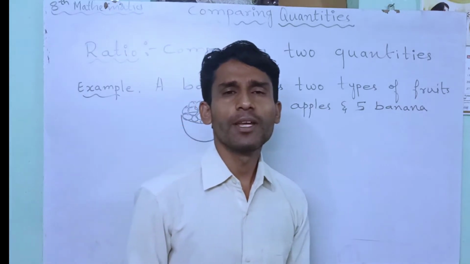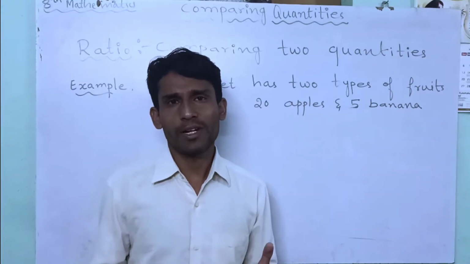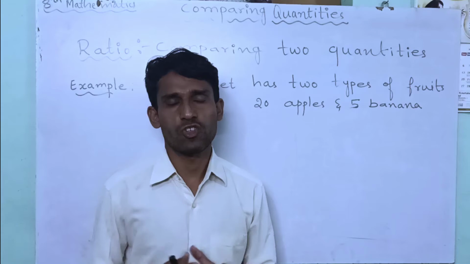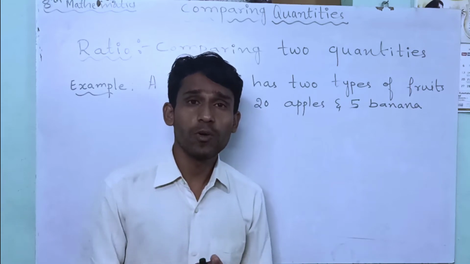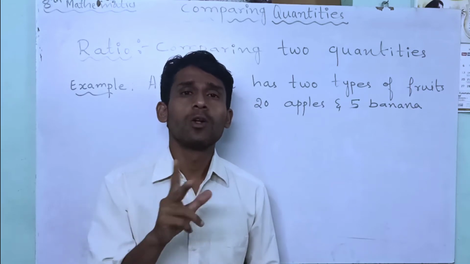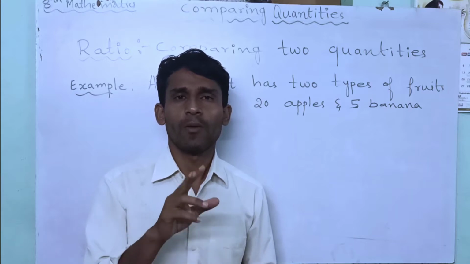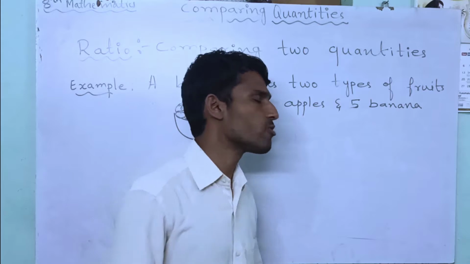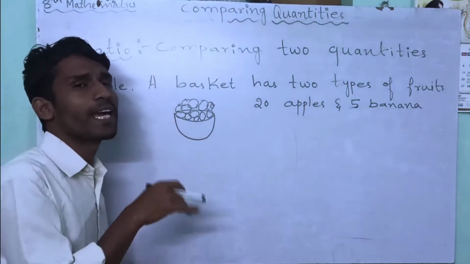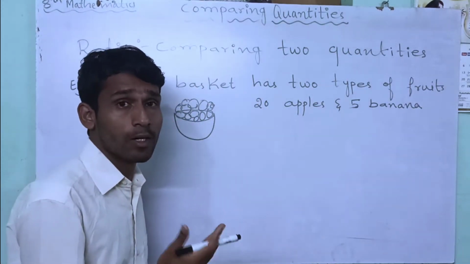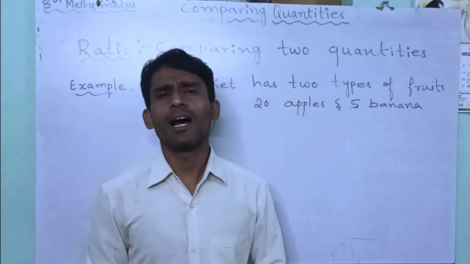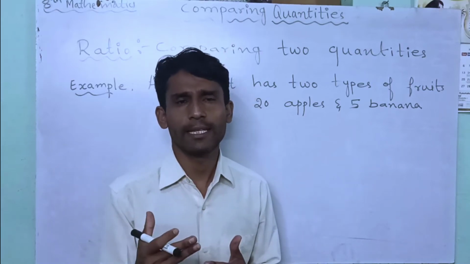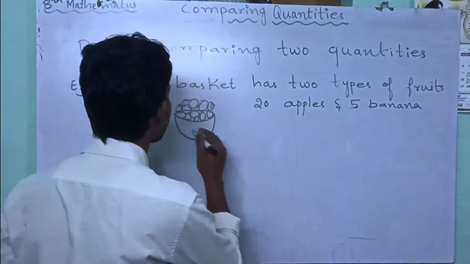Ratio means comparing two quantities. When we compare two quantities, we call that a ratio. Dear students, I will show how we can compare two quantities by using an example. Let us see the example here.